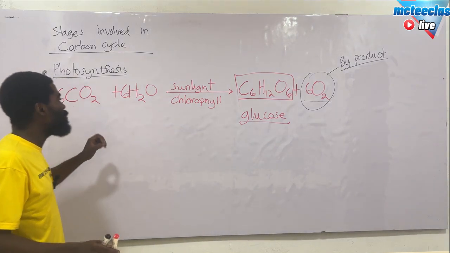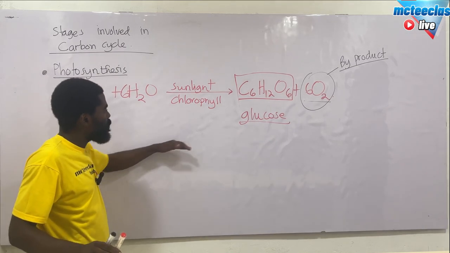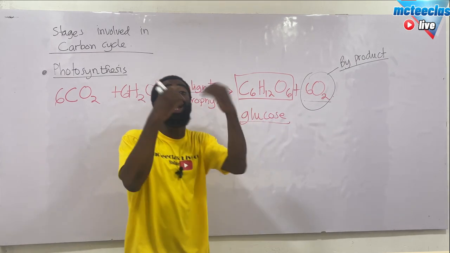I can write the word equation. When we say word equation, instead of writing symbols, I'll just write carbon dioxide plus water in the presence of sunlight and chlorophyll gives me glucose and oxygen. I write them in words. So we call it what?